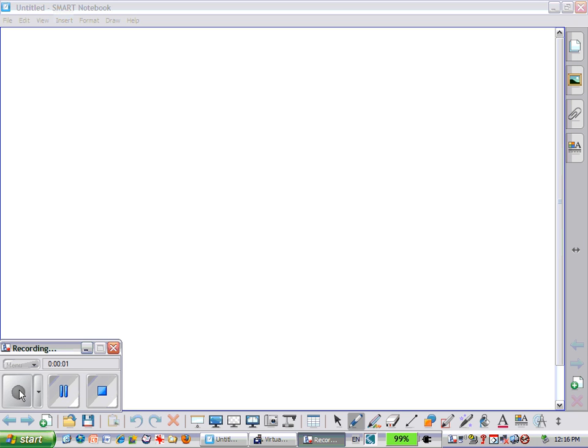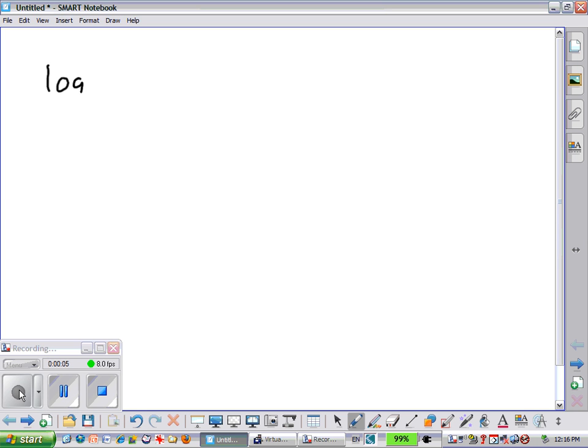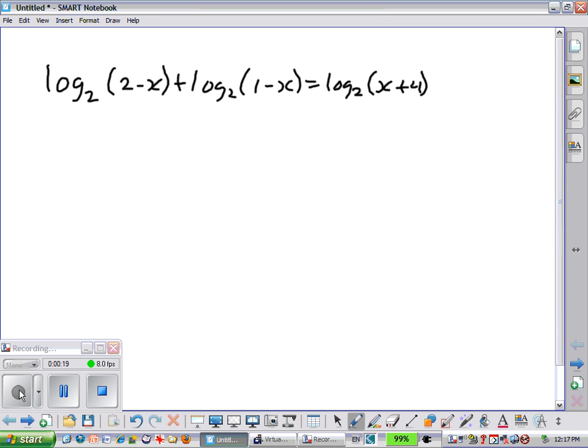Okay, let's try a log question. I have log base 2 of 2 minus x plus log base 2 of 1 minus x equals log base 2 of x plus 4 plus 1. Why is this a scholarship question, you ask?